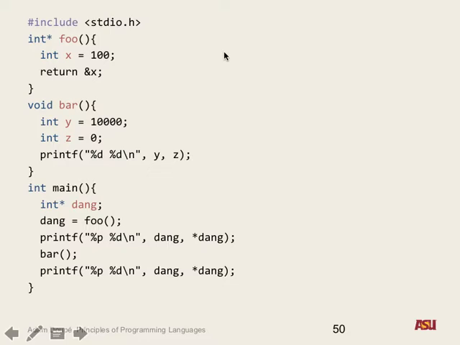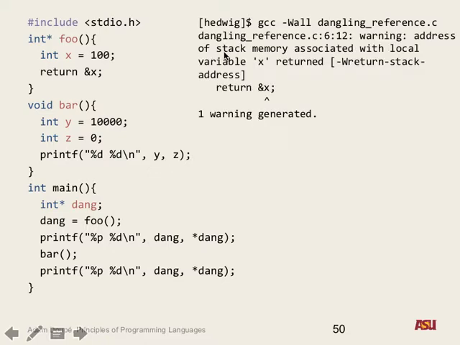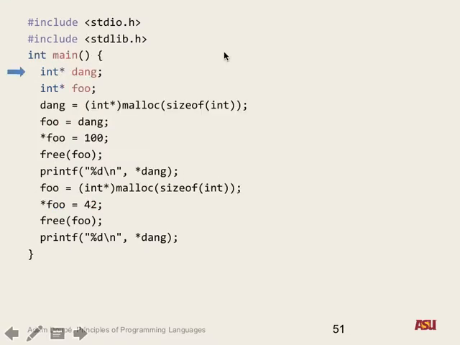All right, so we've looked at dangling references, and we're looking at memory errors and semantic errors. We saw that in this code, the value of what this dang variable points to actually changes, depending on the system that we're using. We'll see why that is later, because it is pretty cool. So let's look at a different example.